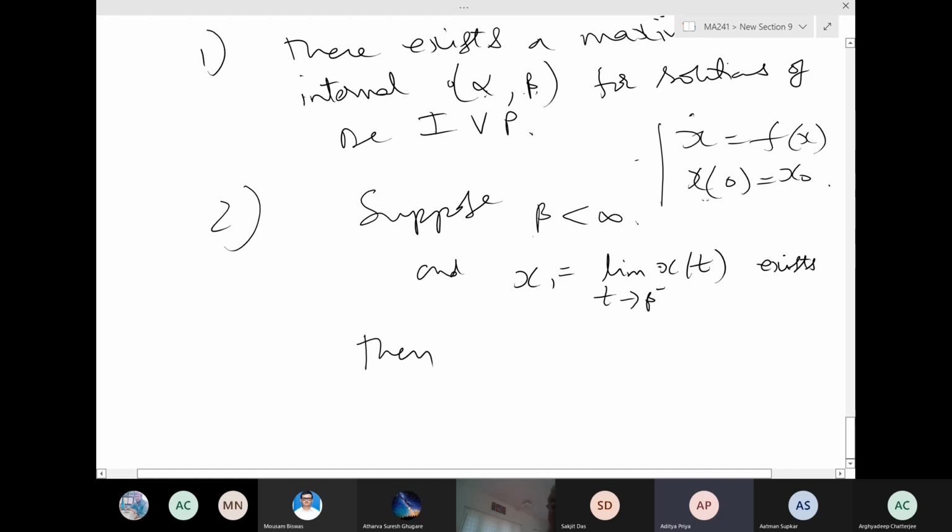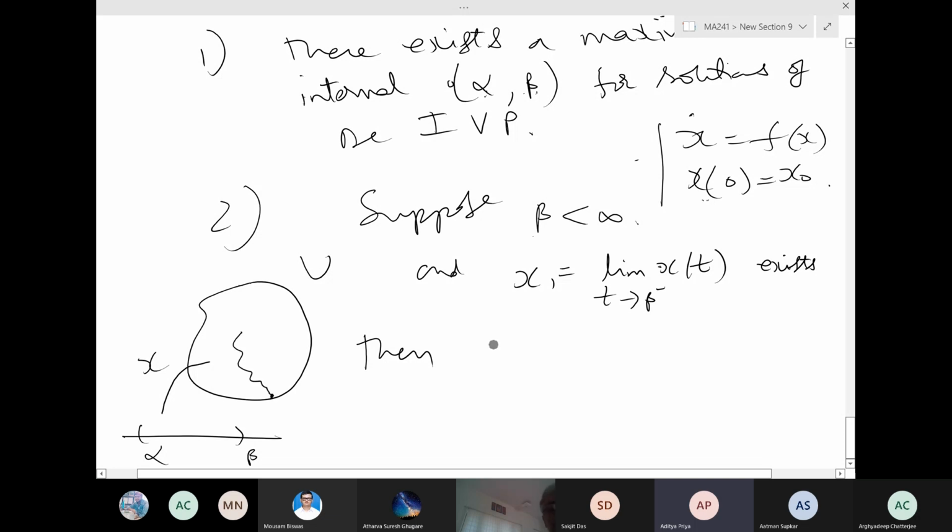Then, remember this is U and (alpha, beta) is on the real line. x is the solution. So x is mapping this interval into this open set. The image will look like some curve. Now what we are claiming is that then x1 should necessarily belong to the boundary of U, equal to U closure minus U.